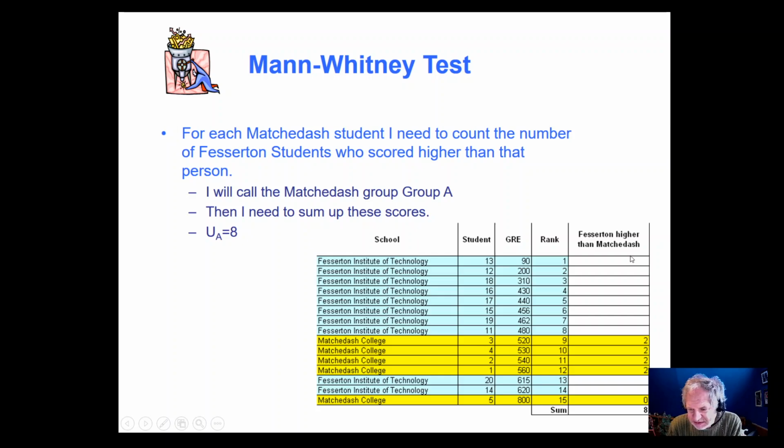And then what I do is I add up these values. So 2, 4, 6, 8. So the number of rankings where Festerton is higher than Match-A-Dash is 8.